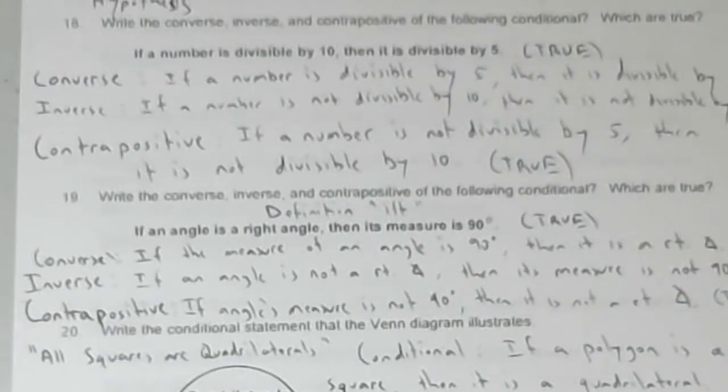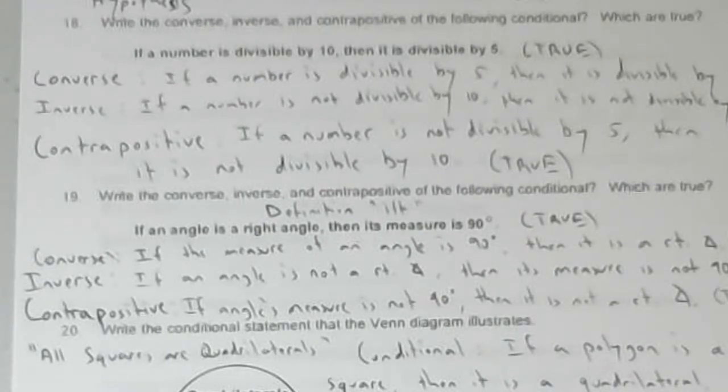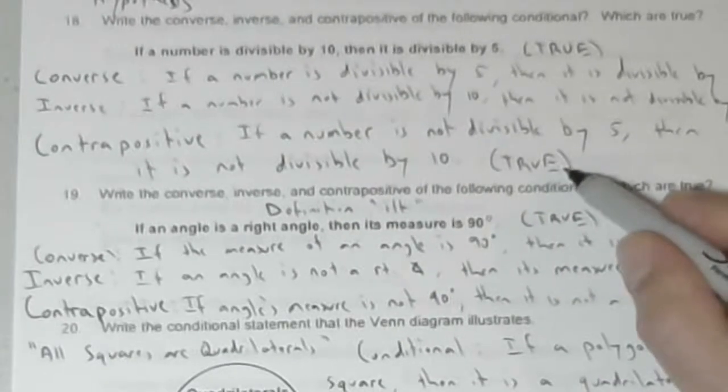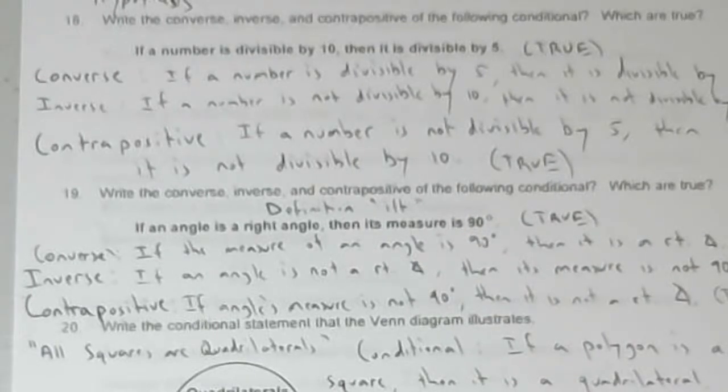Here we go. The converse, inverse, and contrapositive of the following conditional, and which are true. If a number is divisible by 10, then it is divisible by 5. That is true. The converse is if a number is divisible by 5, then it is divisible by 10. That's not necessarily true. The inverse is if a number is not divisible by 10, then it is not divisible by 5. That is not necessarily true. The contrapositive is if a number is not divisible by 5, then it is not divisible by 10. And that is necessarily true.